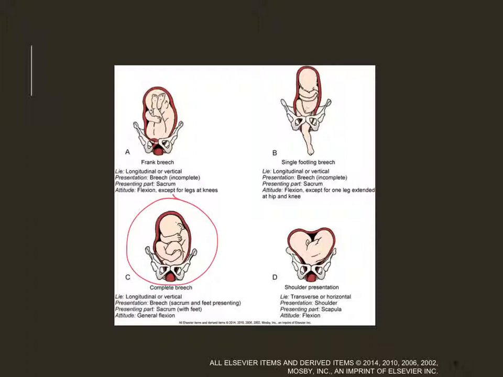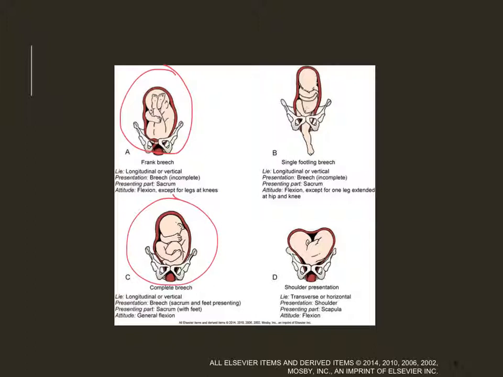Baby's taking up the least amount of space, all extremities are pretty much flexed and kind of curled in a ball. Whereas if you look at the attitude for picture A, the frank breech, everything's kind of generalized and flexed except for the legs at the knees. They're straight up in the air, so they're going to take up more space. They're not curled in this little ball type setting. So that's how the attitude plays into part of it.